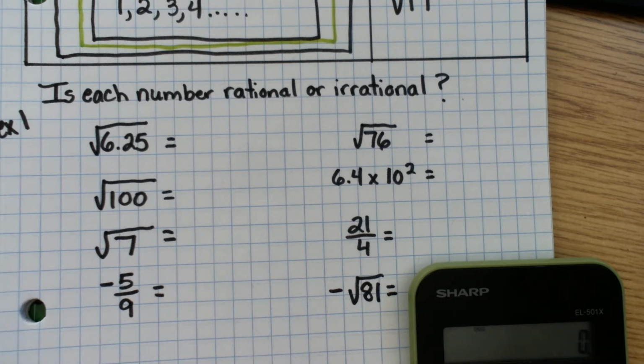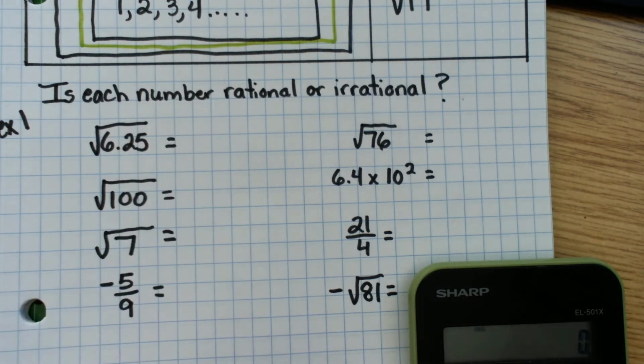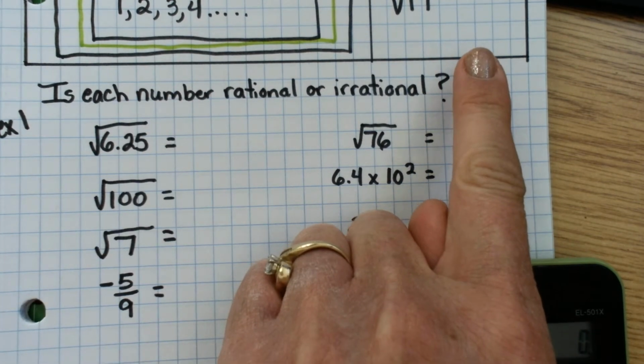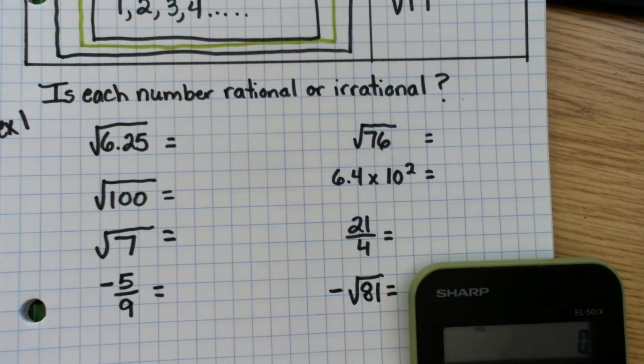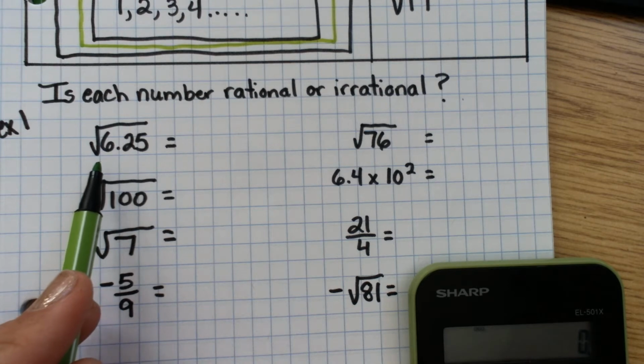Okay, we are ready for our first example problem. It asks us just to determine if each number is rational, so would it be somewhere on this right-hand side of the chart we created, or irrational, would it belong over here on that side? So, first one I'm looking at is the square root of 6.25.